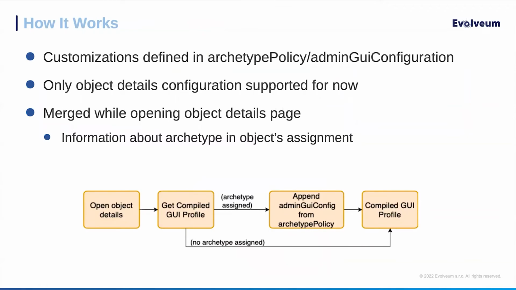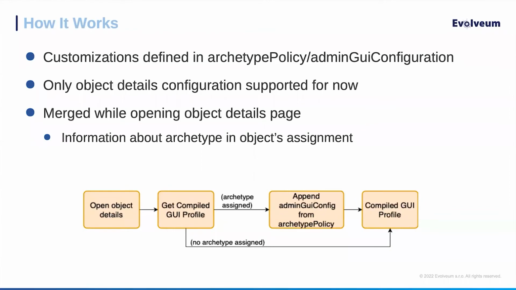I've already mentioned that it is also possible to put the customization for the user interface in the archetype object, more specifically into the archetype policy part. For now, the configuration is limited to object details page customizations. And you probably noticed that while explaining the merging mechanism before, I didn't mention archetypes. And you are right and a good listener. The customizations for the user interface from the archetypes are merged later when opening the details of an object. Are you wondering why? The main reason is that we know the archetype-based customizations only when the concrete object details are shown. The information about the object's archetype is in the object's assignment.